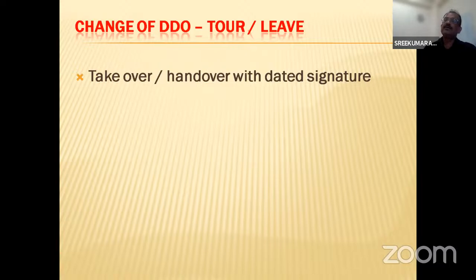And the first action is to be done by the present incumbent. He has to hand over this much cash, and the new incumbent has to take over the cash, and the same has to be entered into the subsidiary cash book with a dated signature. When the regular incumbent comes back after the tour or leave, then again the same formalities have to be followed: handover and takeover by the regular incumbent.